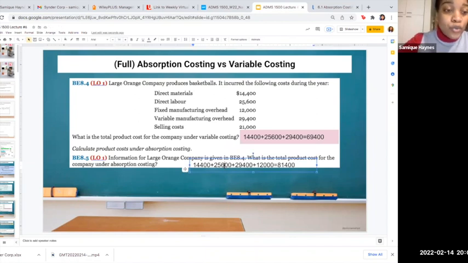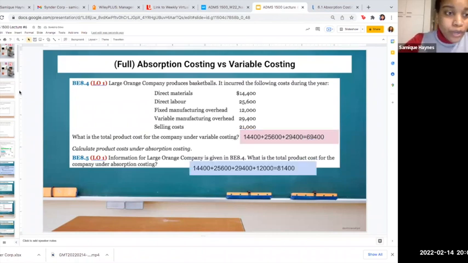What if I said to you, what is the product cost per unit? And imagine we produced 10,000 units. So what is the product cost per unit under variable costing? We have 69,400, so is it 69.4 or 6.94, which one? We produced 10,000 units, so 6.94 is correct.